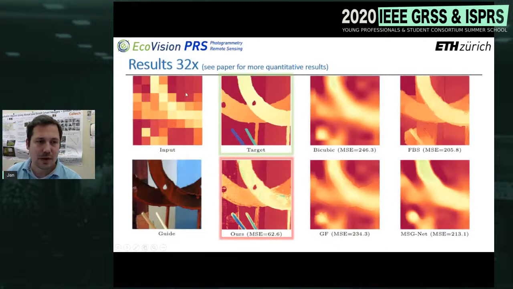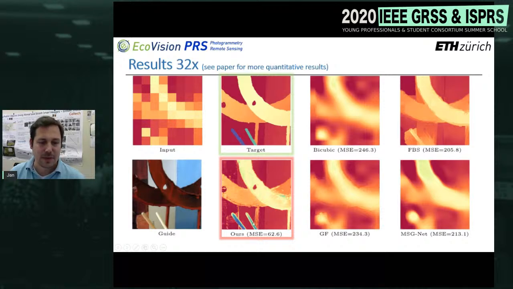So if we do this, here's again the input, the very low resolution depth input image. This is the guide RGB image. And this is the target, what we want to achieve, so that's the ground truth here. And if we look at ours, this is a result that we get.